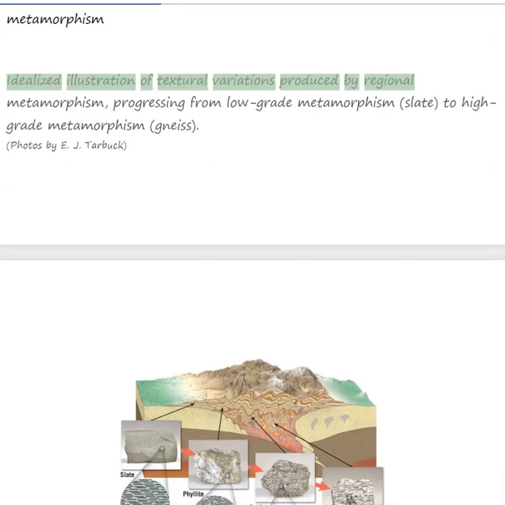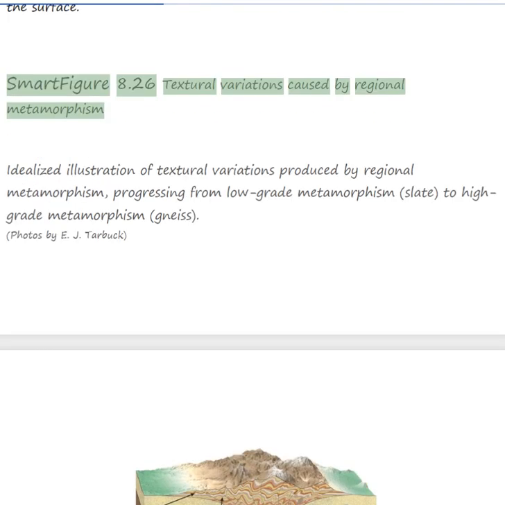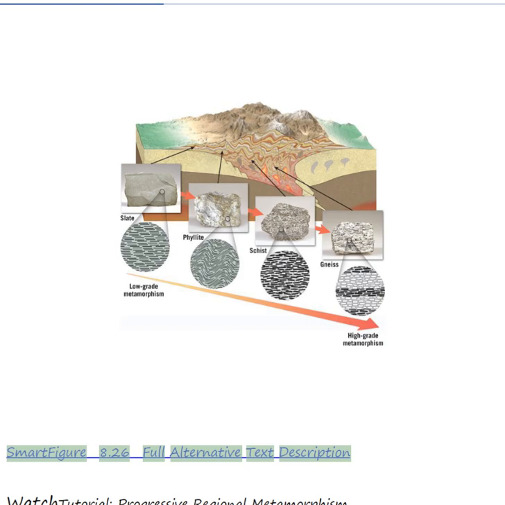Idealized illustration of textural variations produced by regional metamorphism, progressing from low-grade metamorphism to high-grade metamorphism. Smart Figure 8.26 Textural variations caused by regional metamorphism. Smart Figure 8.26 Full alternative text description.